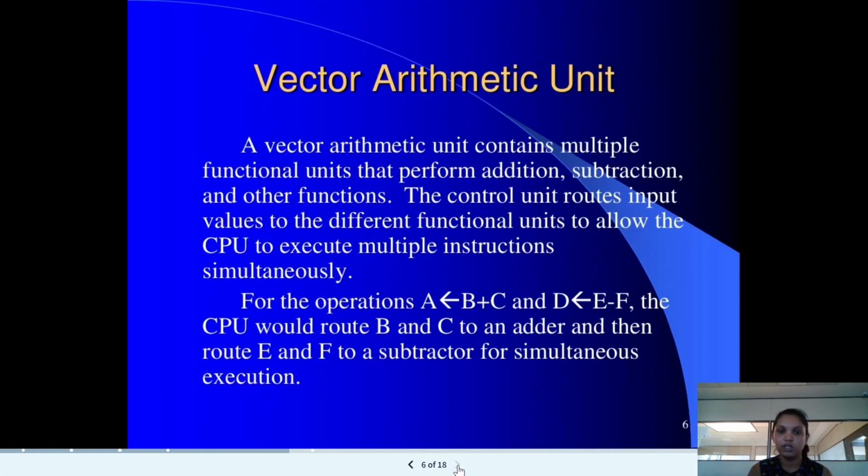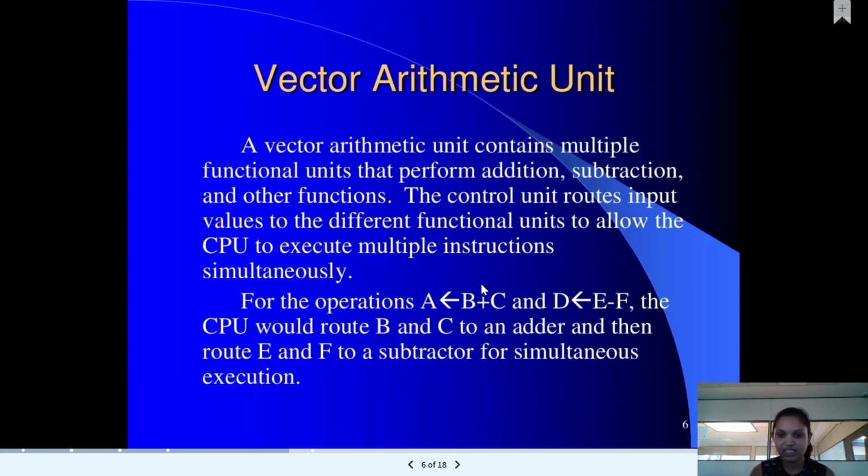Vector arithmetic unit. Now basically, what is a vector arithmetic unit? A vector arithmetic unit contains multiple functional units that perform addition, subtraction and other functions. The control unit routes the input values to the different functional units to allow the CPU to execute multiple instructions simultaneously. For example, there are two operations.